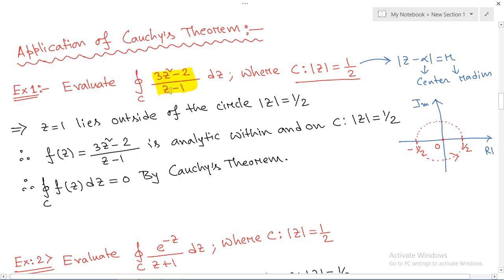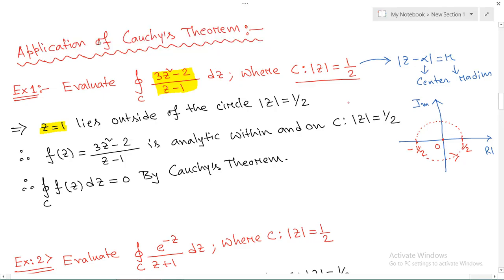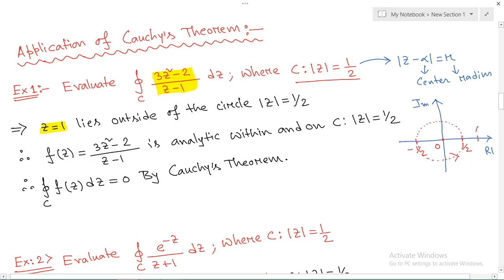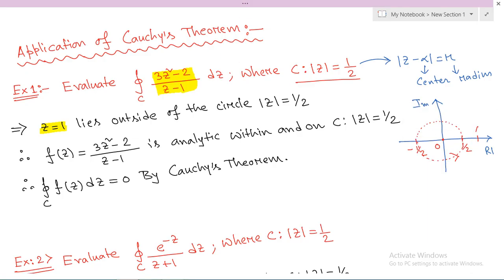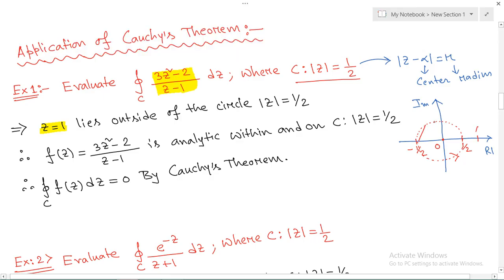Now, where does this point z equal to 1 fit? Z equal to 1 lies outside the circle. So for the given integration we have seen this is the circle, and z equal to 1 will be outside the circle. So inside the circle and on the boundary of the circle there is no problem for maintaining the analytic condition.